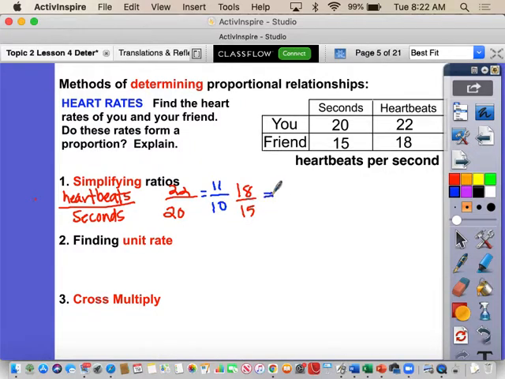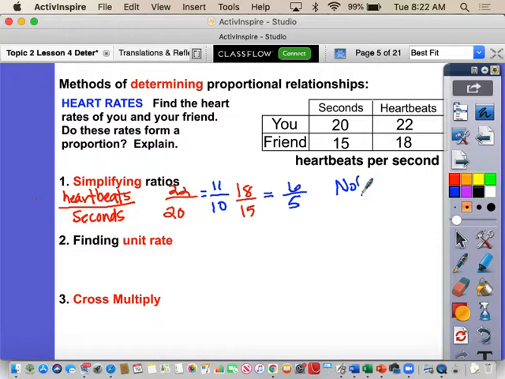Our friend's, if we have 18 over 15, what can both of those quantities be divided by? 3. 18 divided by 3 would give me? 6. And 15 divided by 3 would give me? 5. So our friend's ratio simplifies to 6 heartbeats for 5 seconds. Are those two ratios equivalent? No. So pretty much if you simplify them and you don't get the exact same thing, then they're not equivalent. So we would say that those are not proportional.